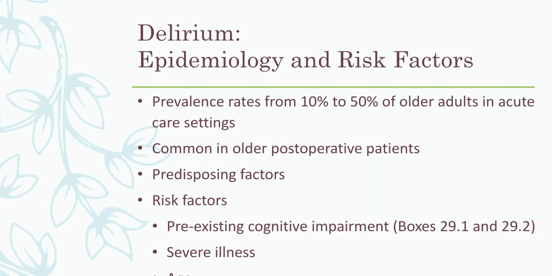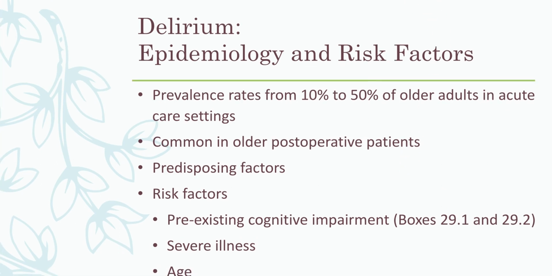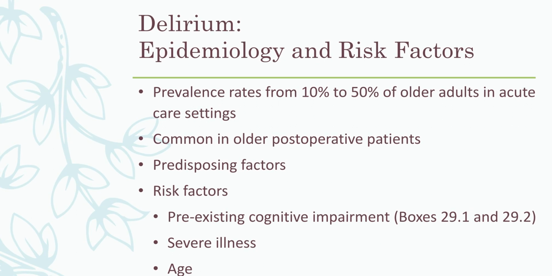When we think about epidemiology and risk factors, the prevalence rate can range from 10 to 50% of older adults in an acute care setting. And I want you to take a moment and just think about what that means for you in a practice setting. Delirium patients are not commonly seen in the psychiatric setting. They are very often seen in the med-surg setting. So begin to think about how you would be screening and monitoring patients for a change in their status.